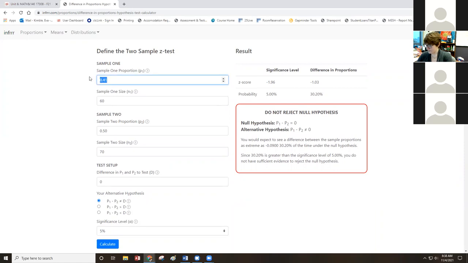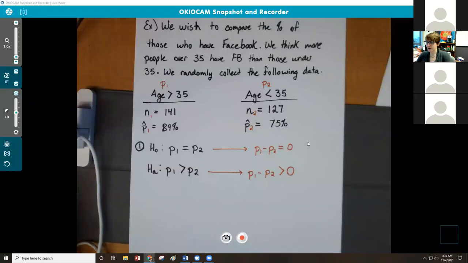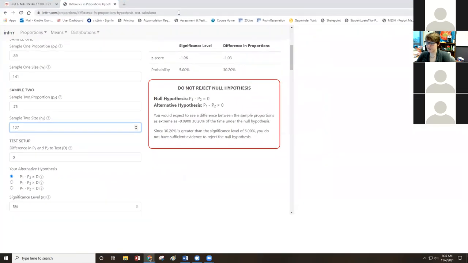So sample one proportion. Well, we saw that 89 of our people above the age of 35 had Facebook. And we had 141 individuals in that sample. In our other sample, we had 75% that had Facebook, and we had 127 people total. Now, when it says the difference in P1 and P2 to test our hypothesis, always leave that at zero. The reason is because our null hypothesis is that when you subtract these two, we find the difference is zero. So don't need to change that.